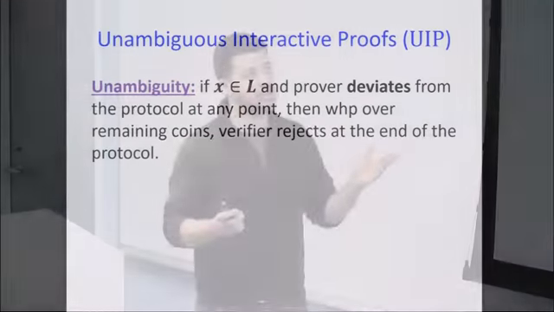So what is an unambiguous interactive proof? In a standard interactive proof, we have completeness and soundness. If X is in the language and we interact with the honest prover, we accept. If X is not in the language, whatever the cheating prover does, we reject. In an unambiguous interactive proof, there's a kind of unique honest prover strategy. In what sense is it unique? If X is in the language, but at some point this supposedly honest prover sends a wrong message, not according to the protocol specification, then with high probability, at the end of the protocol, the verifier will reject.